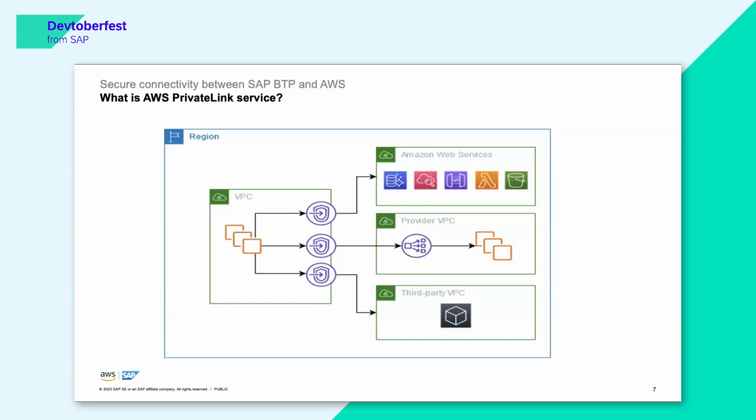The diagram here shows a VPC on the left, which has several EC2 instances in a private subnet with 3 interface VPC endpoints. The topmost VPC endpoint connects to an AWS service, like Lambda or RDS. The middle VPC endpoint connects to a service hosted by another AWS account. And the bottom VPC endpoint connects to an AWS Marketplace partner service.